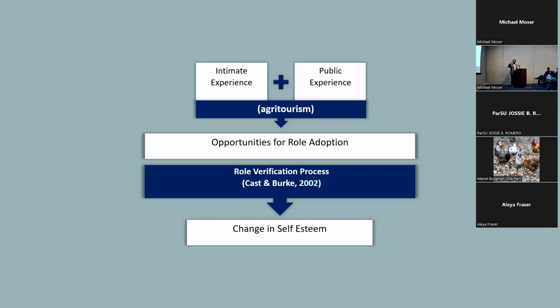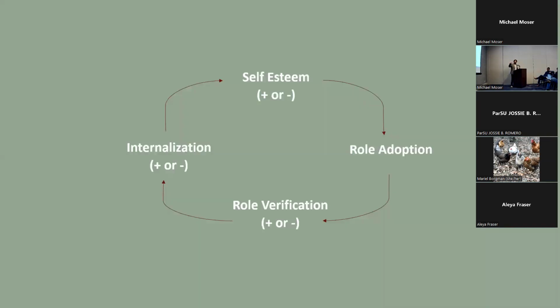And so I, as a researcher, went in and looked at these interviews through this lens and tried to understand the role verification process. Through that, we can see if there are changes in self-esteem. On the next slide, this is the role verification process. It stems from Kasten Burke's research, but it's my very simple graphical depiction of the process.